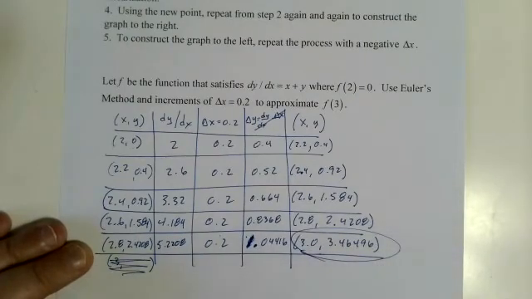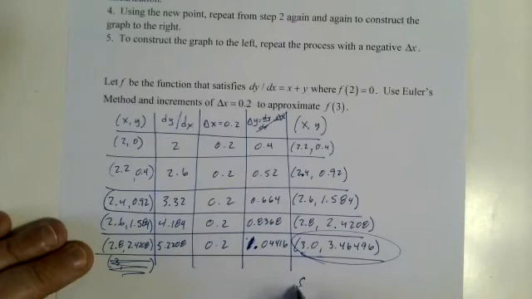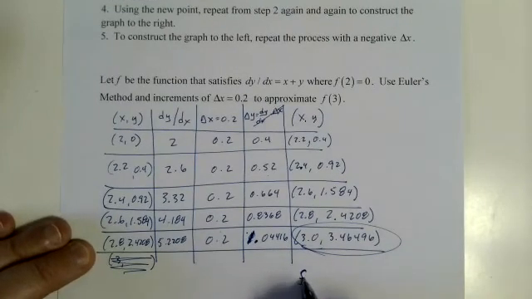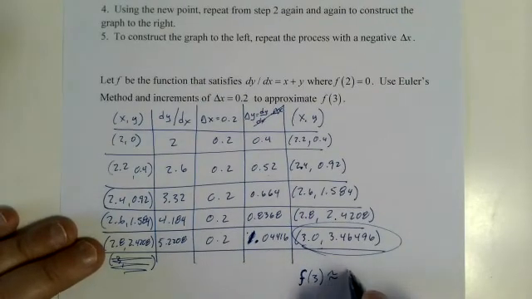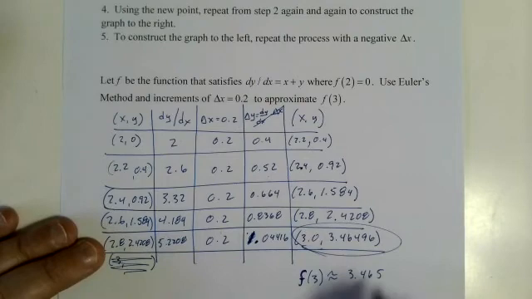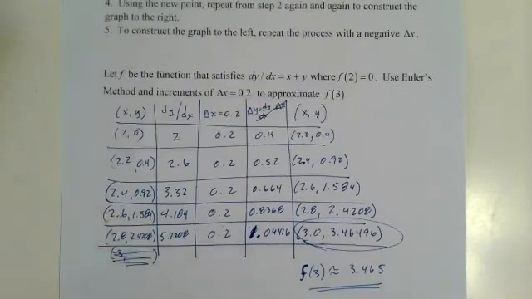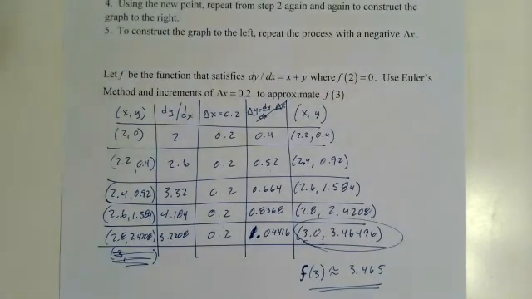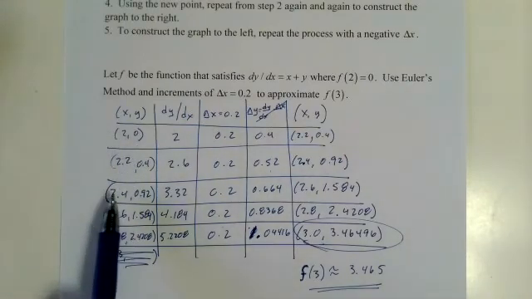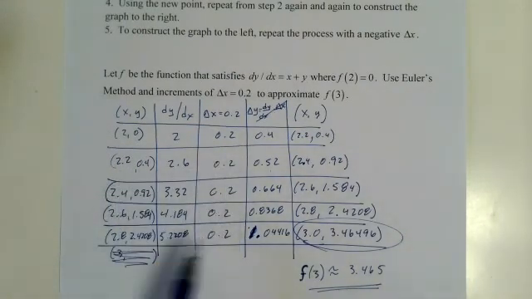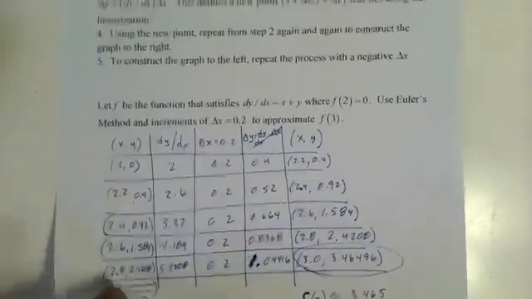There's our answer. f(3) is approximately 3.465. What a pain. However, just to be clear, you would not actually have that many steps. The most I've seen on a test is 2. You'd be done here. They don't want you to have to go crazy with this.